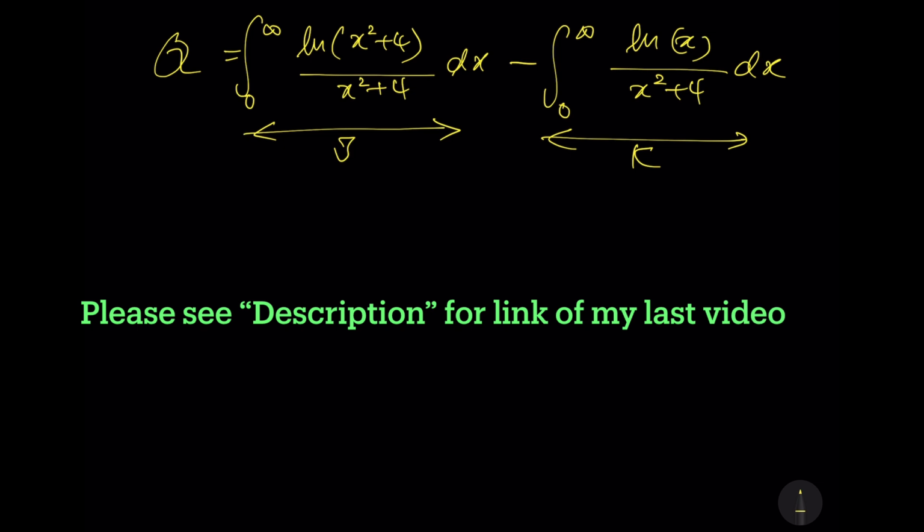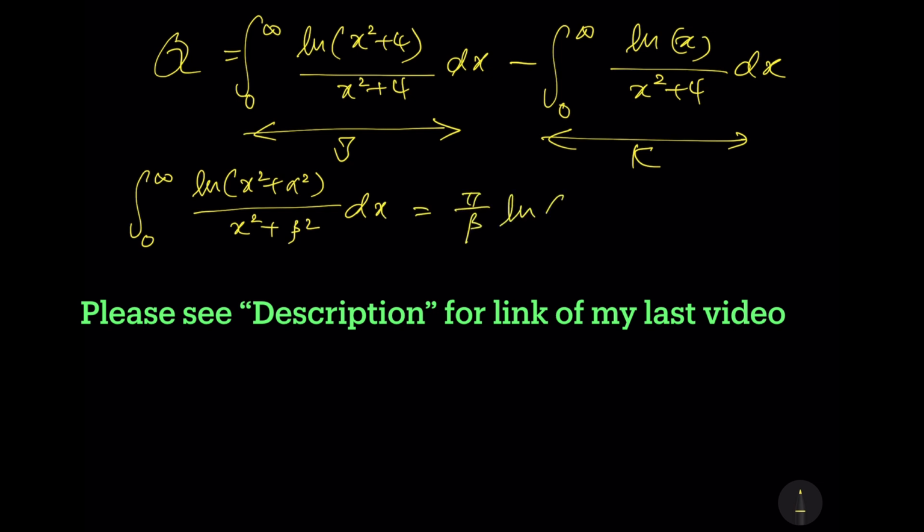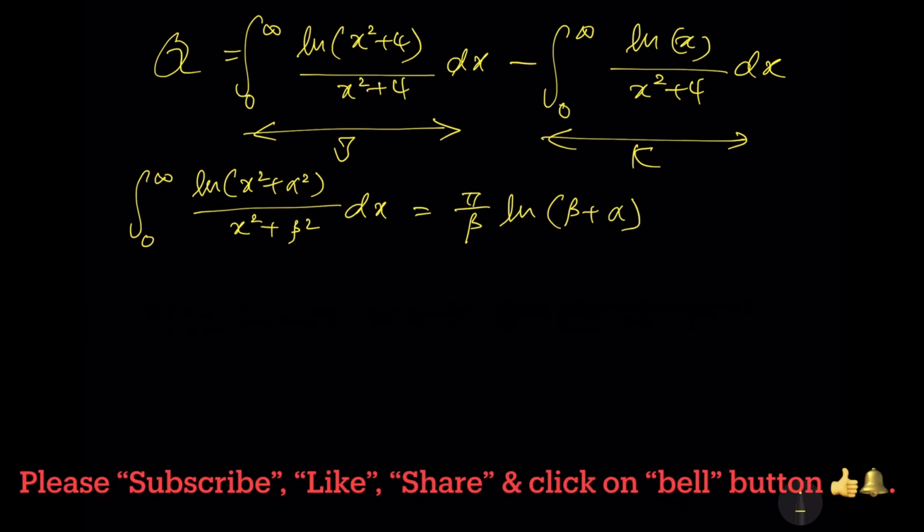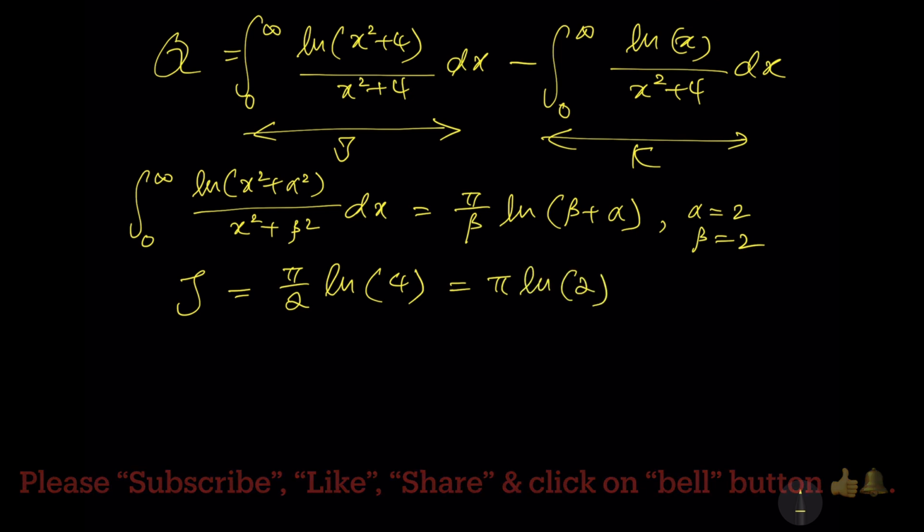In my last video 2-3 days ago, we successfully proved that the integral from 0 to infinity of natural log of (x squared plus alpha squared) divided by (x squared plus beta squared) dx is equal to pi over beta multiplied by natural log of (beta plus alpha). In our case, alpha equals 2 and beta also equals 2. That gives us J equals pi divided by 2 multiplied by natural log 4, which can be simplified to become pi multiplied by natural log 2.